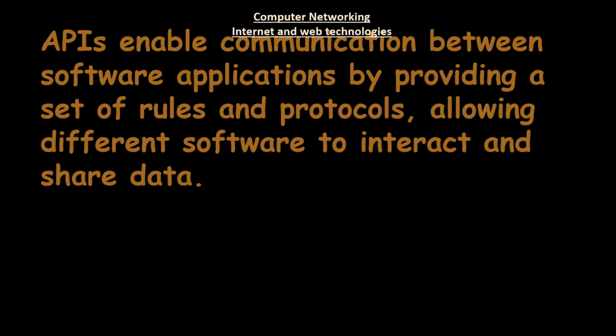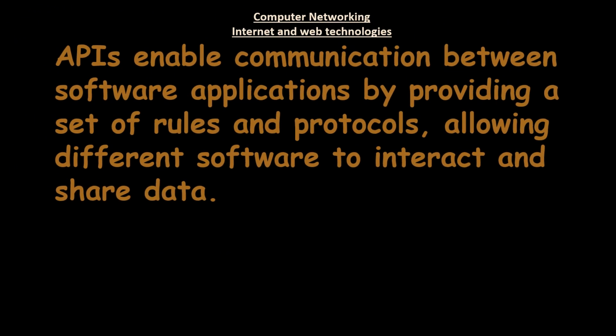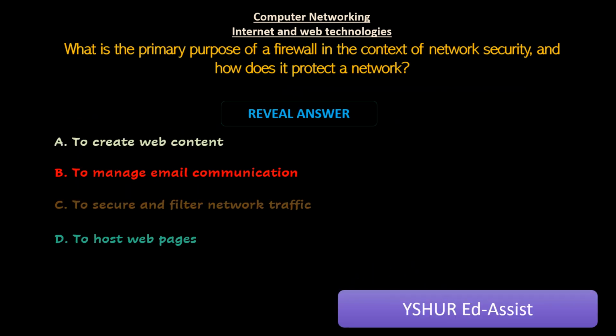APIs enable communication between software applications by providing a set of rules and protocols, allowing different software to interact and share data. What is the primary purpose of a firewall in the context of network security? And how does it protect a network?